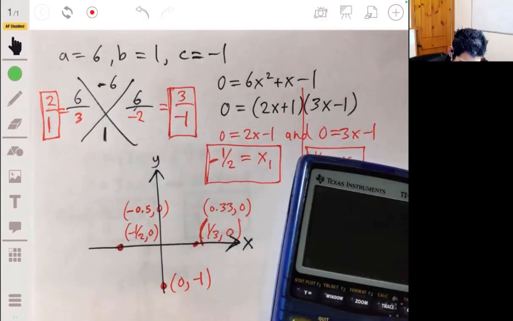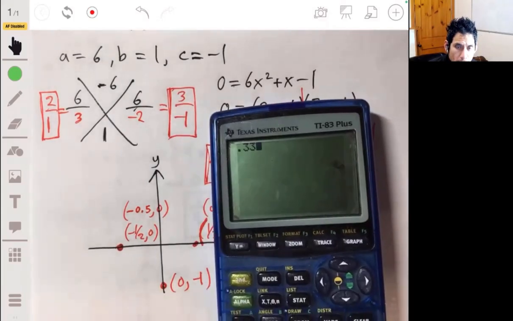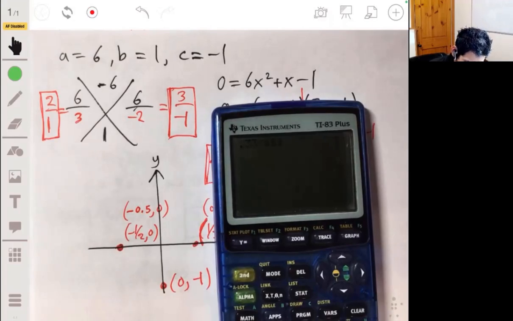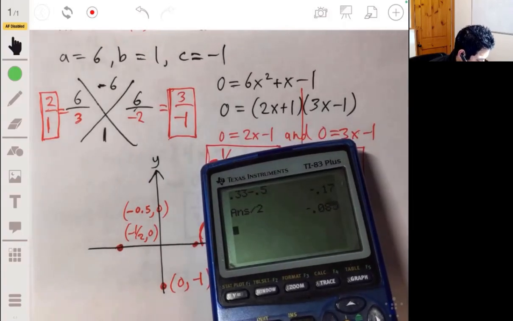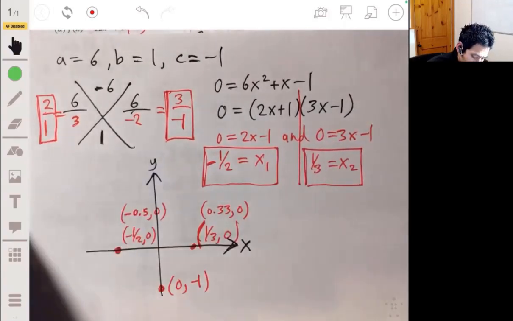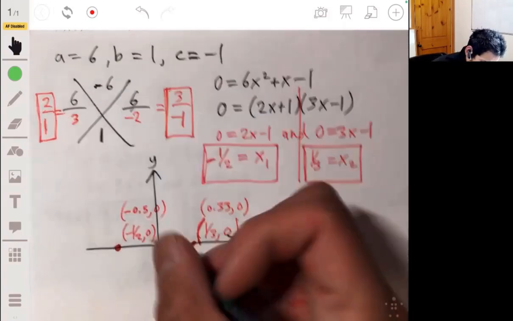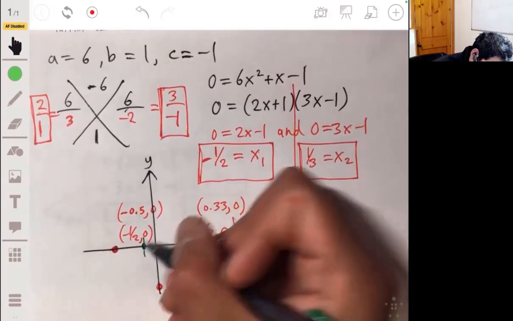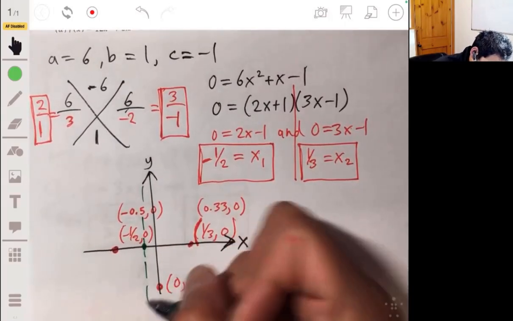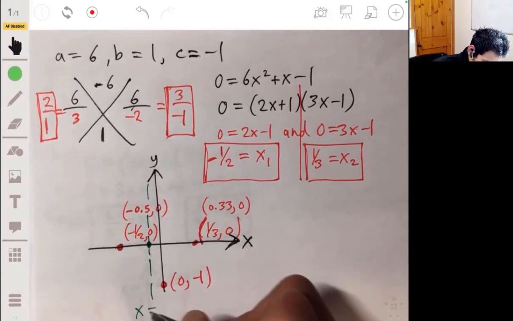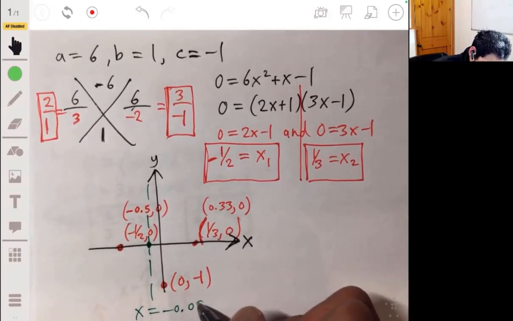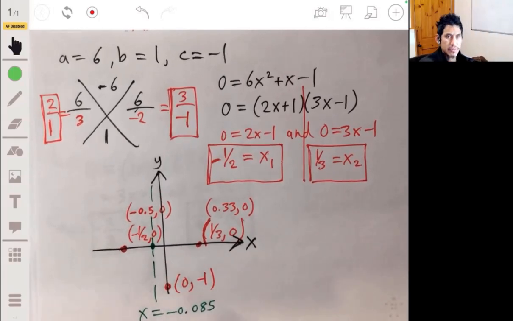So 0.33 minus 0.5 divided by 2. In the middle will be negative 0.085. The vertex, let's just say it's over there somewhere. And so this would be x equals negative 0.085 for the axis of symmetry.